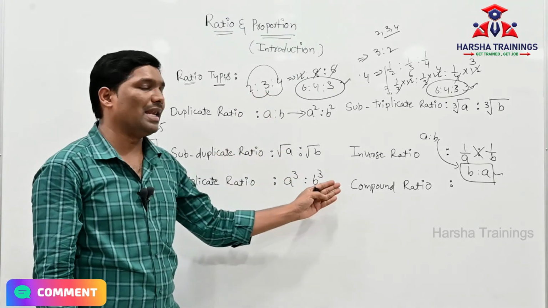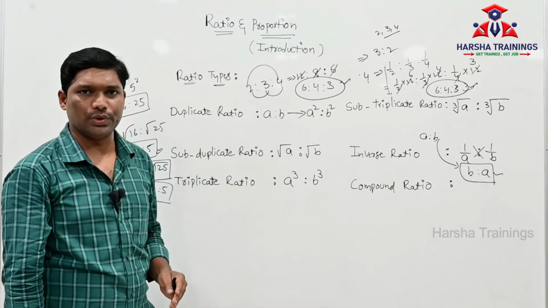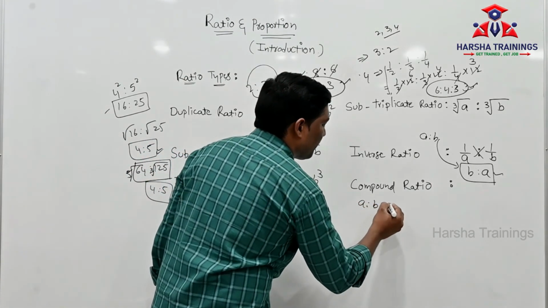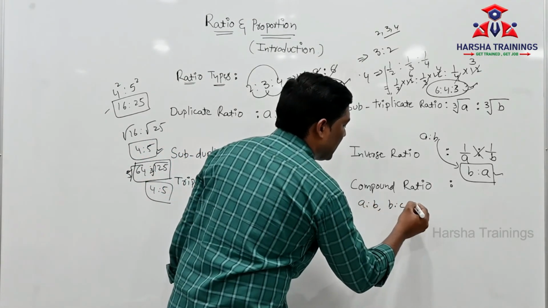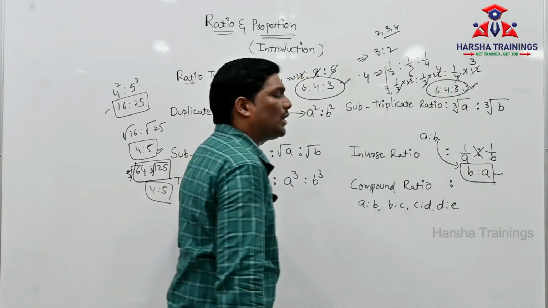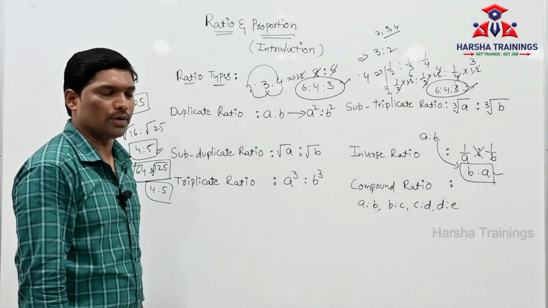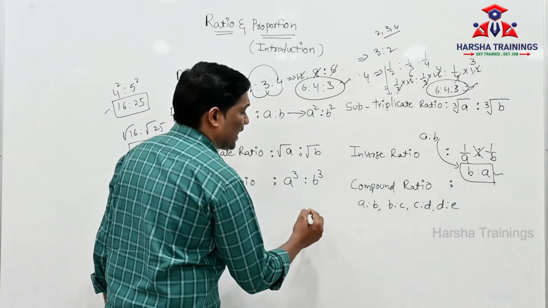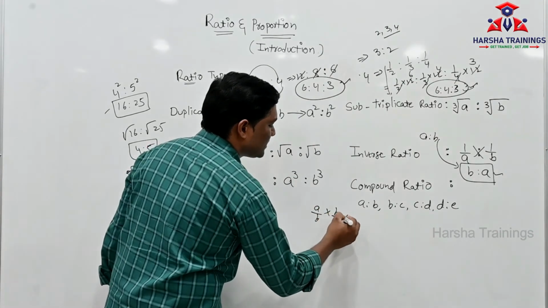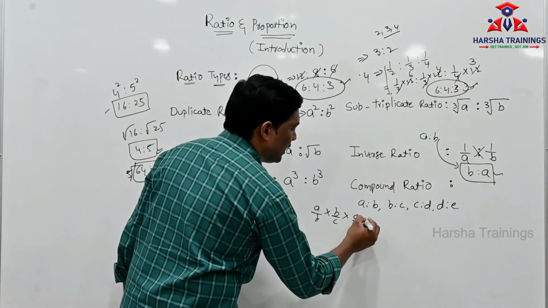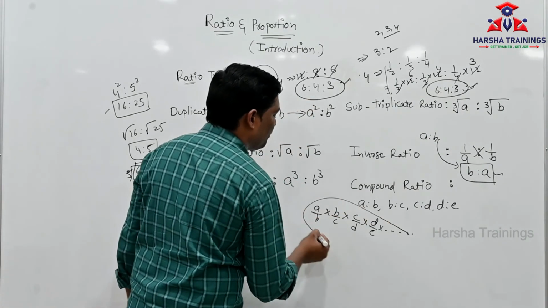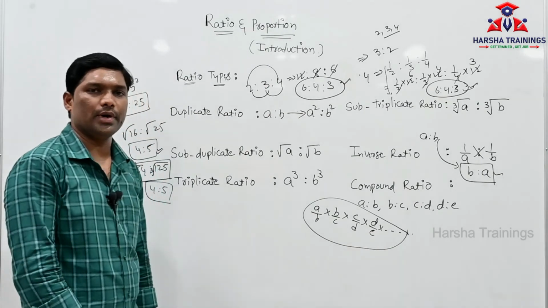And coming to the last one, compound ratio. For example, guys, A is to B, B is to C, C is to D, D is to E. Find out the compound ratio. Look at the screen, guys. So A by B into B by C into C by D into D by E, and so on. This is the compound ratio.